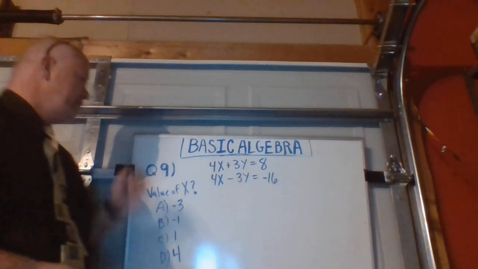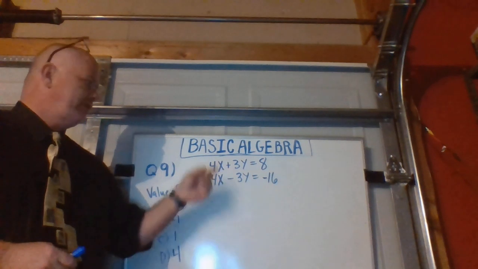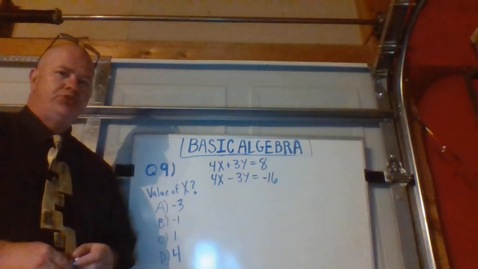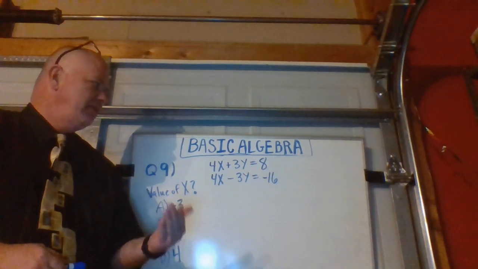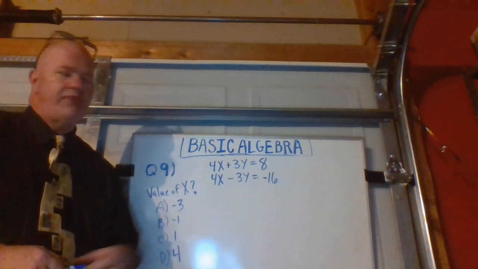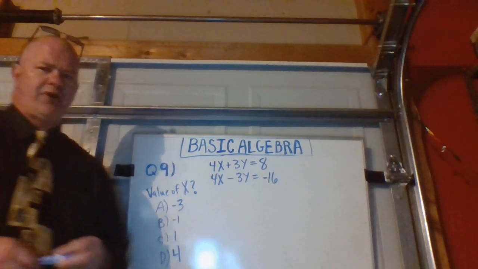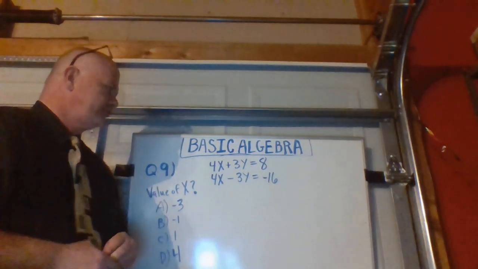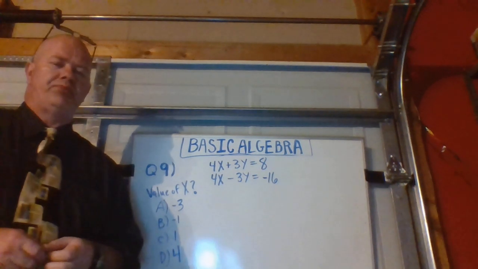Okay, question number 9. We are given a system of equations. We have two equations, two variables. It's technically four ways to solve this. Augmented matrices, we don't see that too often. You could graph both of these to solve them if you wanted to. It'd be rather time consuming and tedious. The two most common ways are the substitution or elimination.